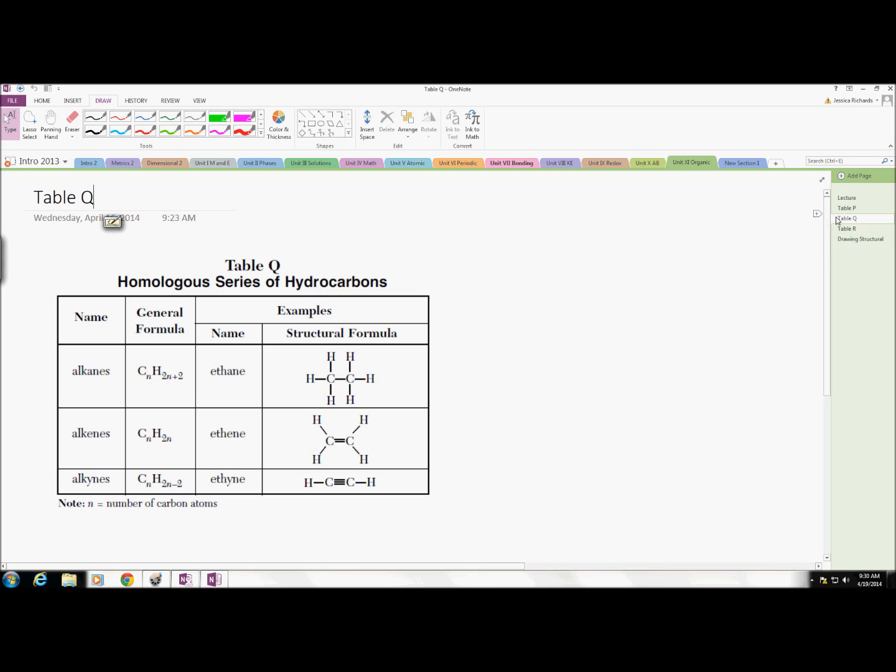On to table Q. On table Q, we have hydrocarbons. So again, these are not the only hydrocarbons that exist in organic chemistry. These are just 3 of the classes of hydrocarbons that the state is going to test you on. Hydro, standing for hydrogen, and carbon, standing for, of course, carbon. So these are molecules made of only carbons and hydrogens. That's all that's in them. There's only 3 that you need to know: alkanes, alkenes, and alkynes. Their endings will tell you how their structures look.